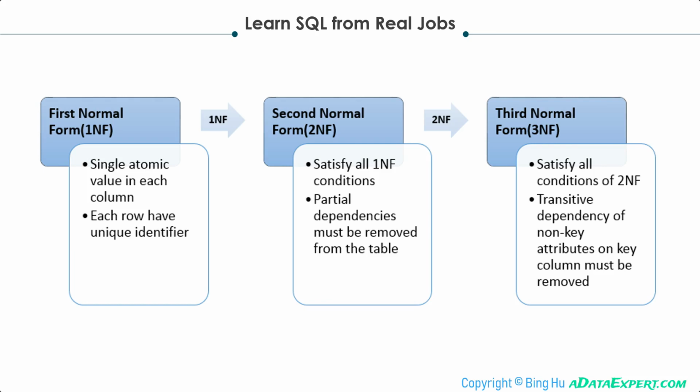In our real jobs, usually we design our data structure between second normal form and third normal form. We usually jump to second normal form directly.